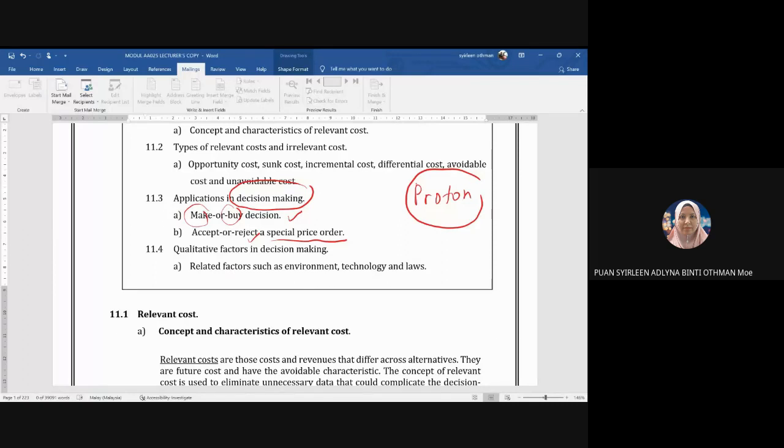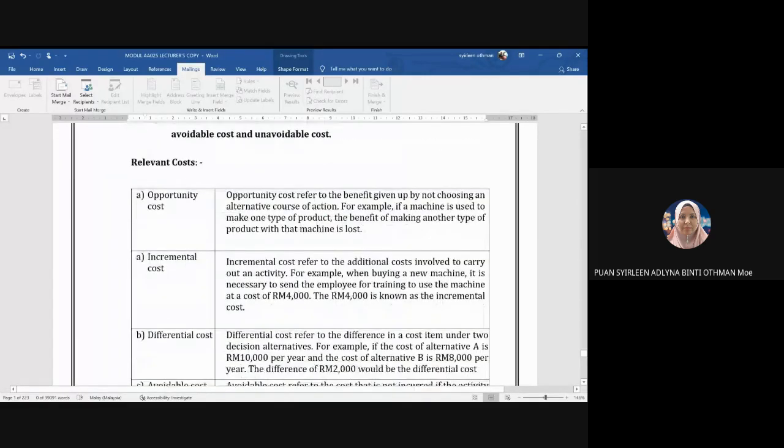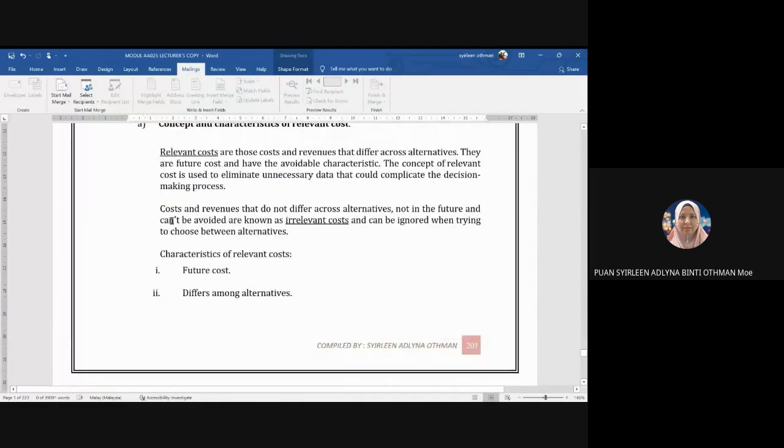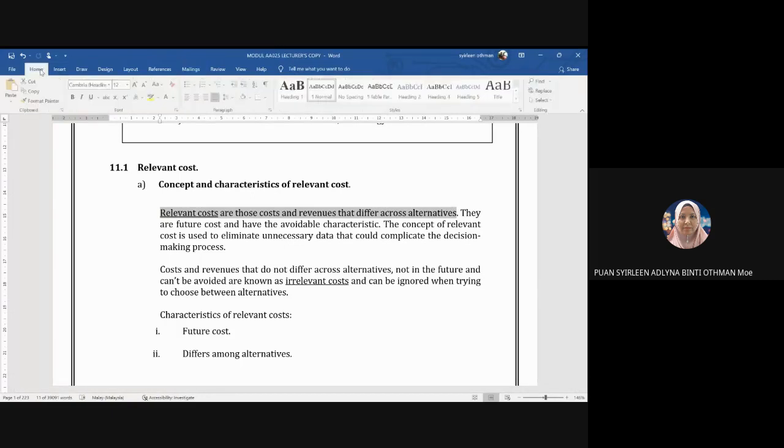Alright, okay, so kita tengok dulu relevant cost. Okay, what is relevant cost? Okay, kalau kamu tengok dekat sini, relevant costs are those costs and revenues that differ across alternatives. Okay, so this is something like kita susah sikit nak faham sebenarnya apa maksud dia. Tapi kalau kita nak kenal pasti what is relevant cost, okay, dia ada dua karakteristik.